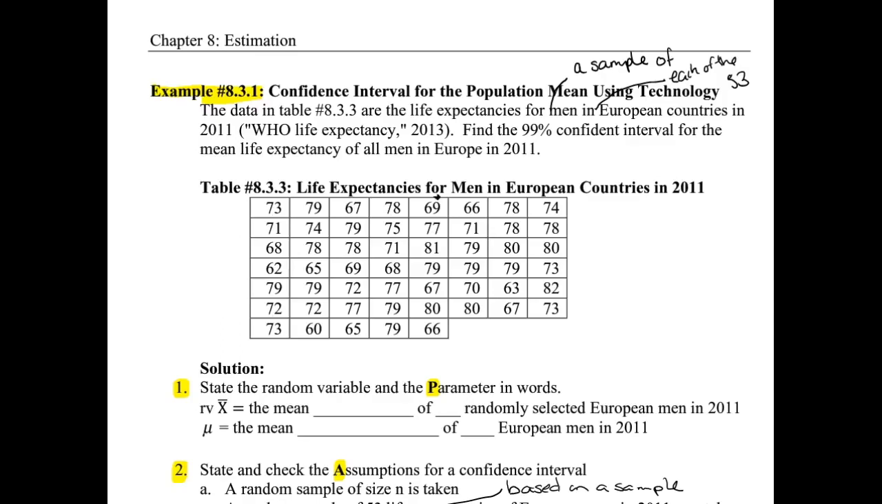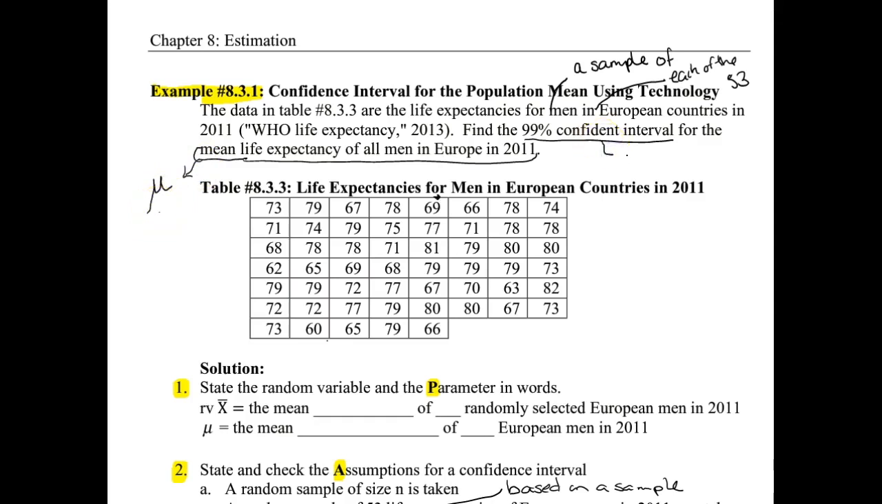So example 8.3.1. Confidence interval for the population mean using technology. The data in table 8.3.3 are the life expectancies for a sample of men from each of the 53 European countries in 2011. And we're asked to find a 99% confidence interval for the mean life expectancy of all men in Europe in 2011.